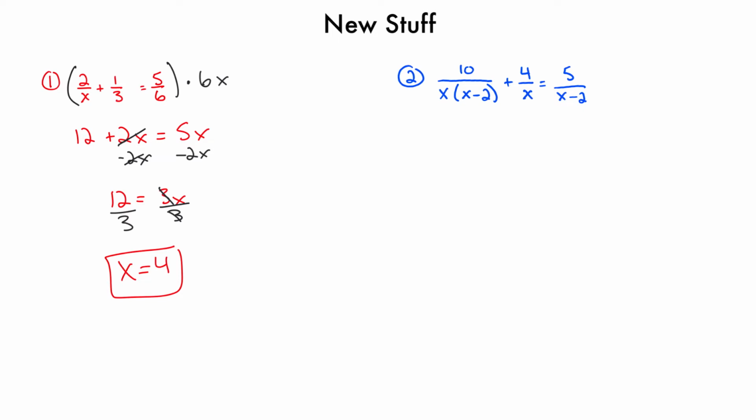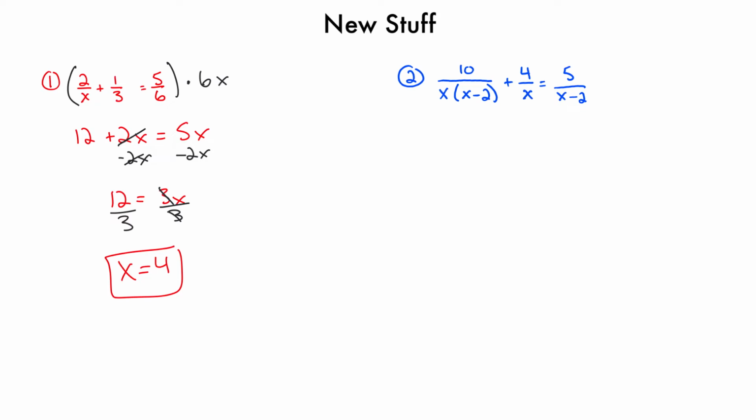I have rational equations and rational expressions. That means a variable's in the denominator. If there's a variable in the denominator, there's a possibility, depending upon what x is, I might actually end up dividing by 0. You need to address that. Problem number 2, and I'll show you why that's important.